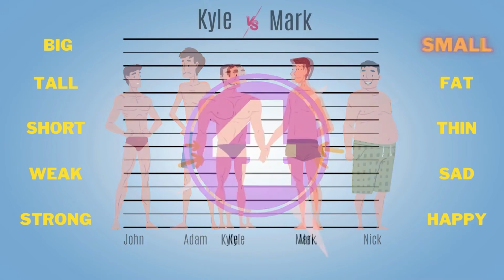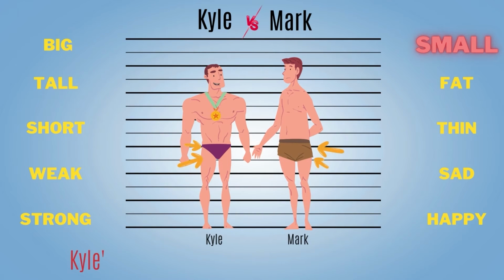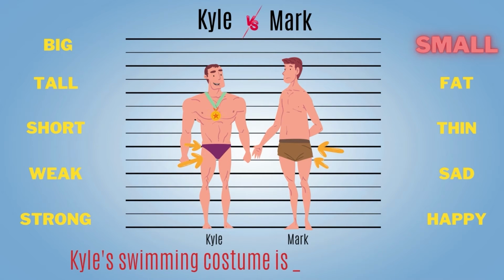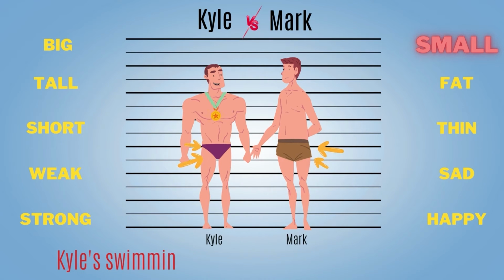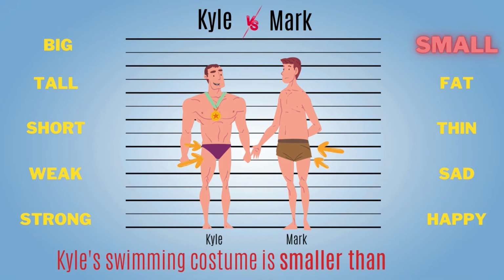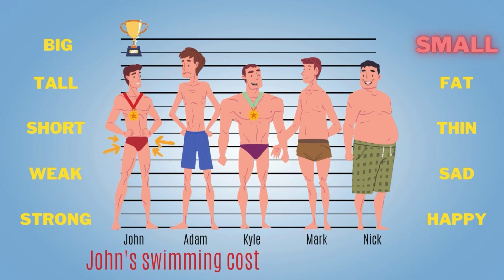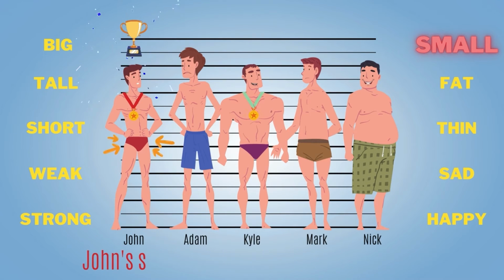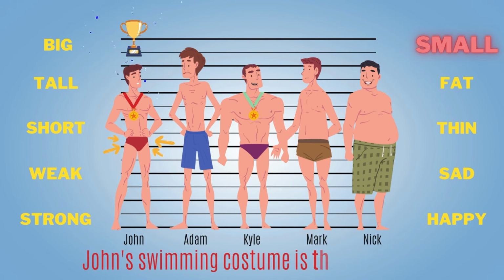4. Small. Kyle's swimming costume is smaller than Mark's. But John's swimming costume is the smallest.